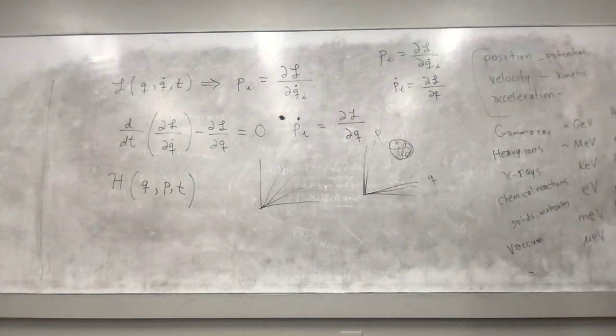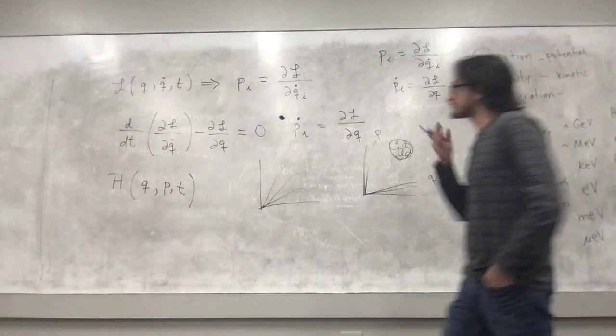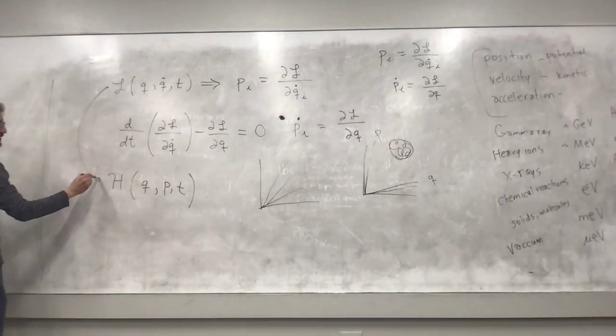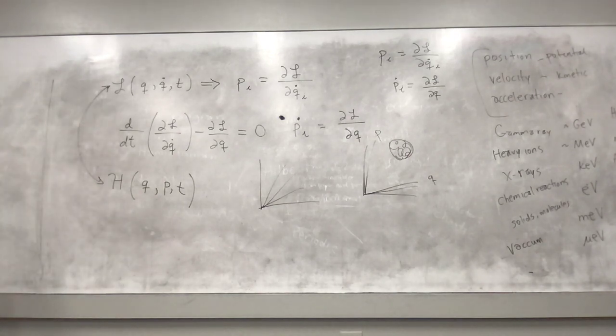And so how do we go from the Lagrangian description to the Hamiltonian description of mechanics? Do you remember, well, I don't know if you saw this in analytical mechanics, probably. Well, if you look at these over here, what makes them different?